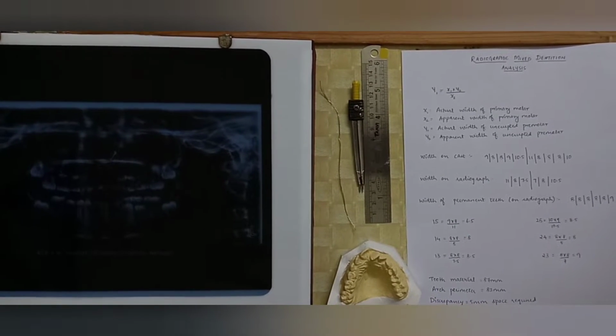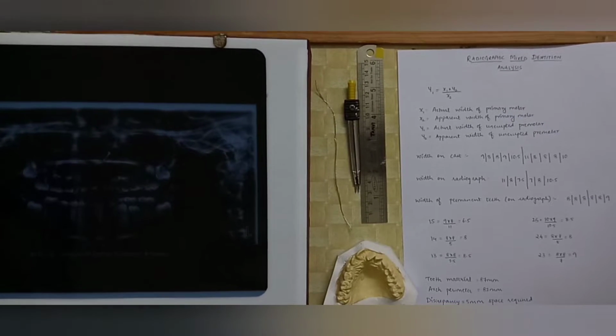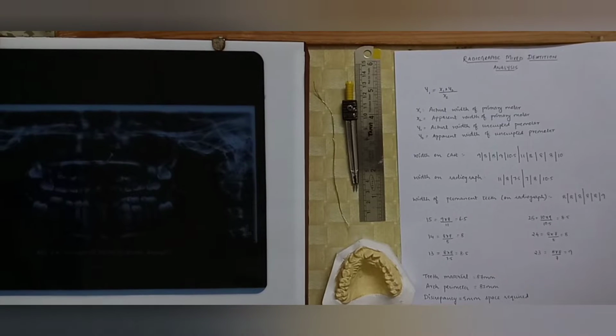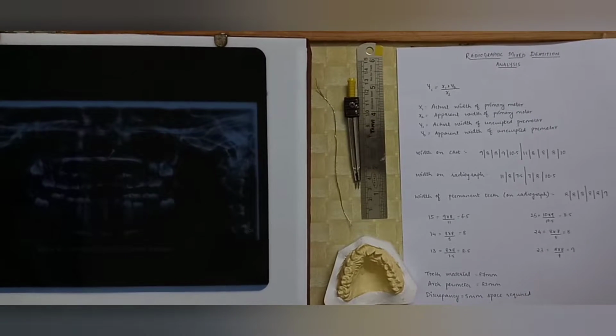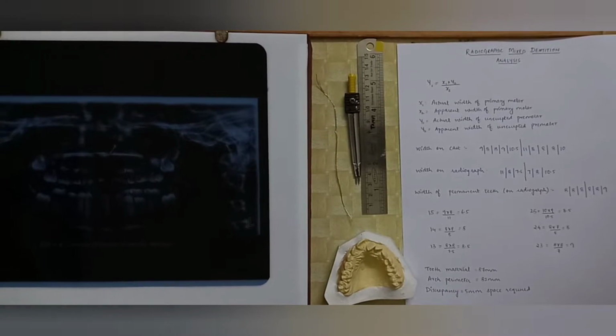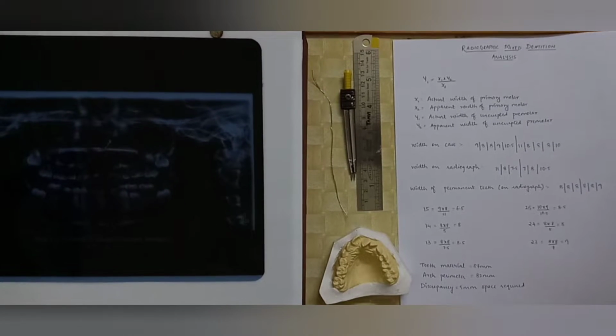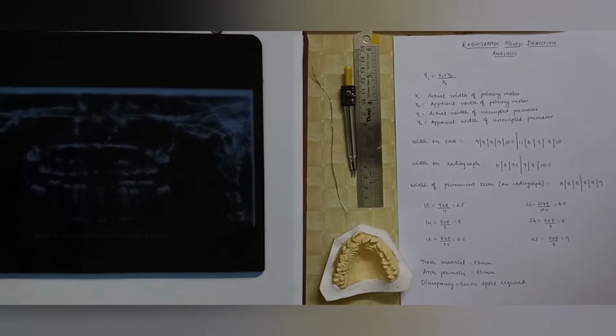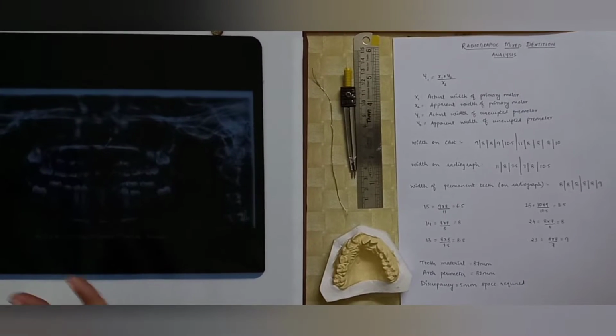Hello, today we'll see the radiographic mixed dentition analysis. The radiographic mixed dentition analysis is used in patients who have both primary as well as permanent teeth in their arch. Here we are going to see the width of all the teeth on the cast.